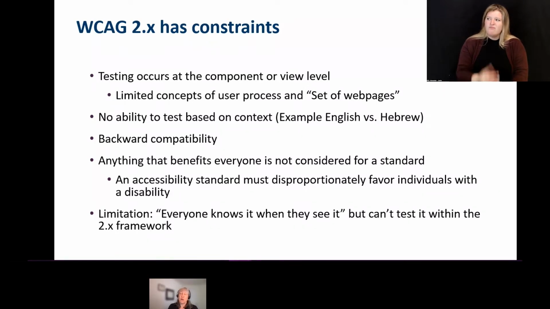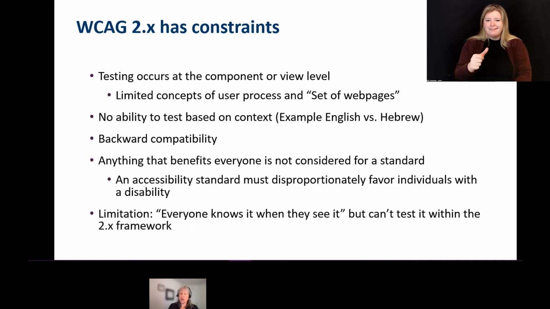Something to understand about the 2X series. And when I say the 2X series, I mean WCAG 2.0, 2.1, 2.2. It does have constraints. So WCAG 2 was a big step forward, and it really did promote adoption into the regulatory environment, which was a great success for it, but it had to have some constraints in place in order to do that. The first one is it really focuses in on testing at a component level. And so it's testing an image, it's testing a component or an interactive element. It doesn't have really great support for the concept of testing across a user process.